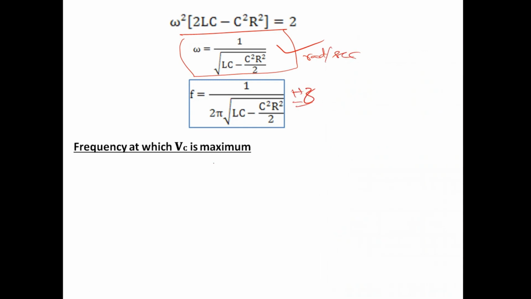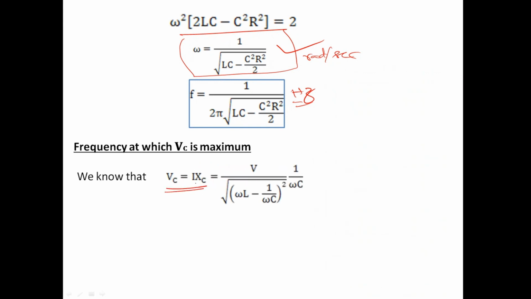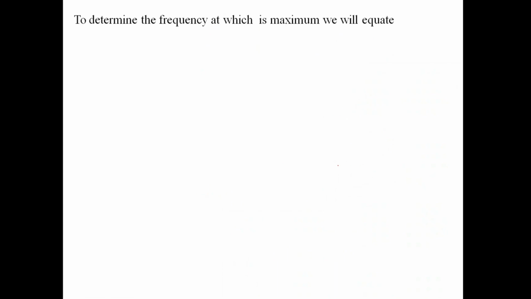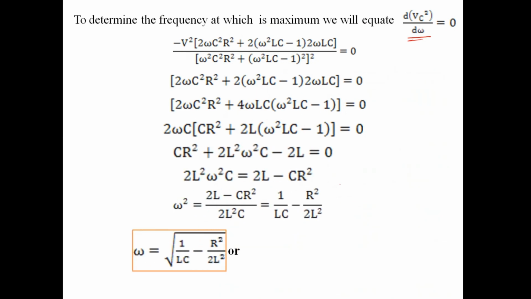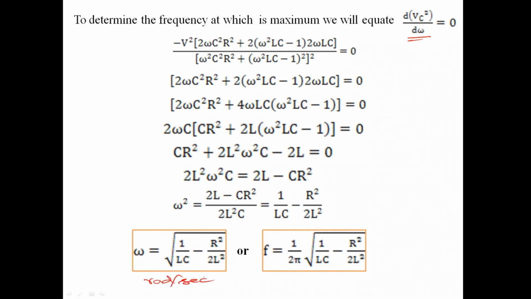This expression, right? Then the second one is the frequency at which VC is maximum. Same procedure we adopt here. So let us take the magnitude of voltage across the capacitor, I into XC. Once again, I we have represented as V by Z, where Z is given by the expression which we have derived earlier, right? And if you simplify that equation and differentiate it with respect to omega, then you will get the condition for the frequency to obtain maximum voltage across the capacitor. So at this frequency in radians per second, or at this frequency in terms of hertz, the voltage across the capacitor will attain its maximum. So these are two important expressions right now.